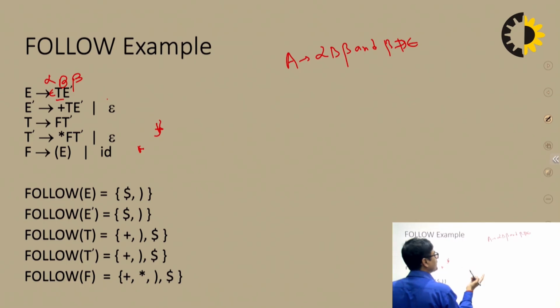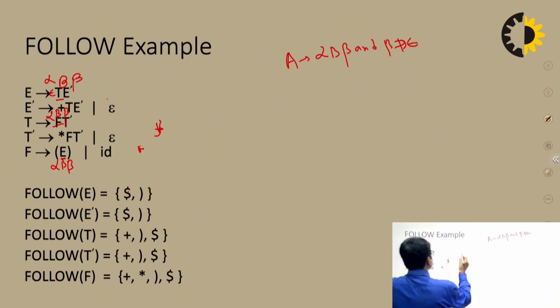Because plus T dash is also derived by that, whatever first of this beta, that is first of E dash, would be part of follow of capital T. First of E dash is plus and epsilon, so you have to add plus and dollar in the set of capital T. Again, taking alpha B beta, whatever first of T dash has, that would be added to the follow of F. So first of T dash is having star, and that star would be added in the follow of F. Now come to this alpha B beta: the right parenthesis is added, giving dollar and right parenthesis. So this is the use of the second rule.